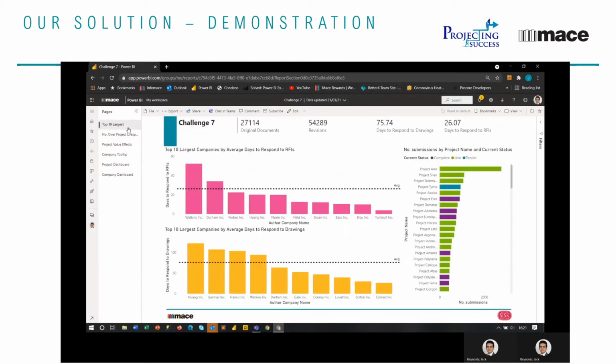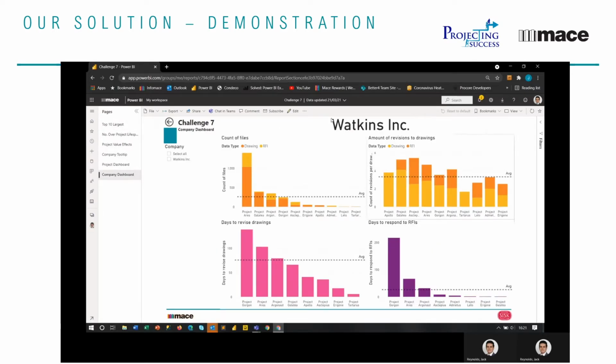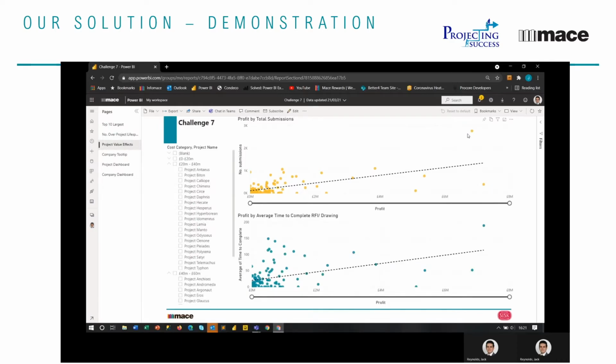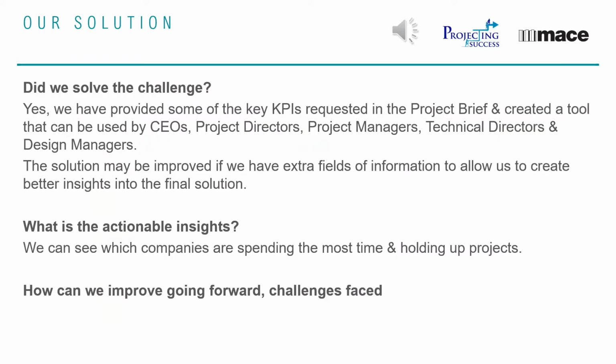So for your project directors and your technical directors, if you wanted to drill through and see why a company might have really high average times to respond, you can drill through and see a lot more data. And this is the company dashboard. And also you can see for projects, if you wanted to see why, for example, project Aries is way above the line, you can see a project dashboard, which shows a lot more information here. I believe we did solve the challenge by providing directors with the tools to see which companies and projects are underperforming and also why they're underperforming, which means they can then go to the stakeholders with the data to prove it.